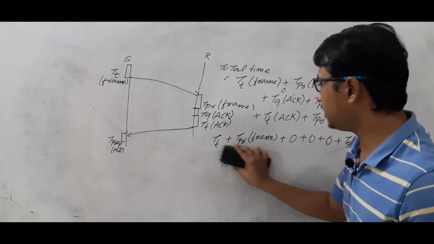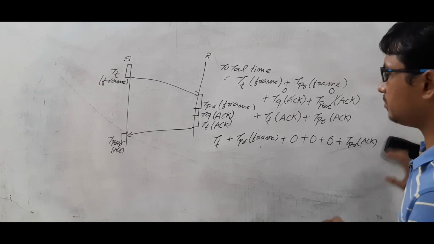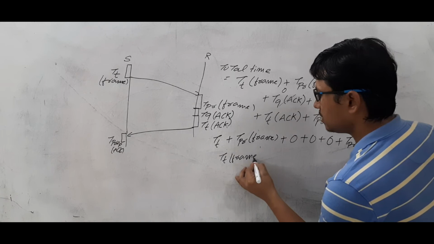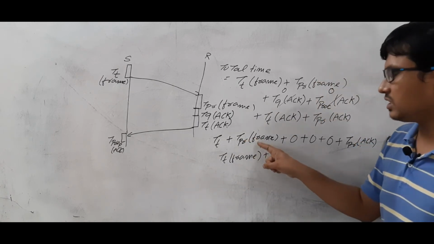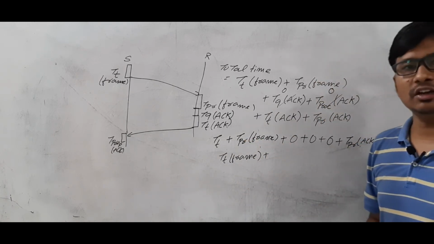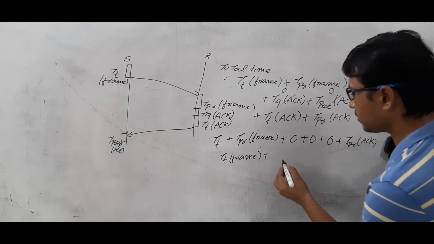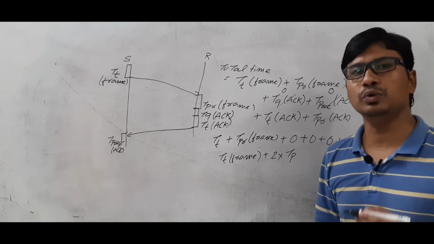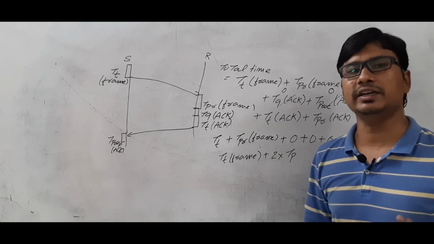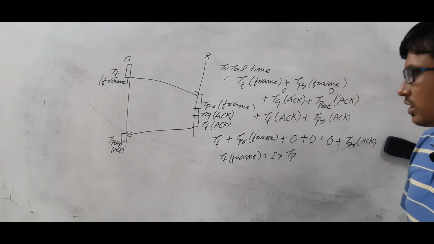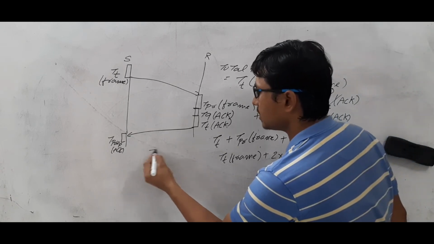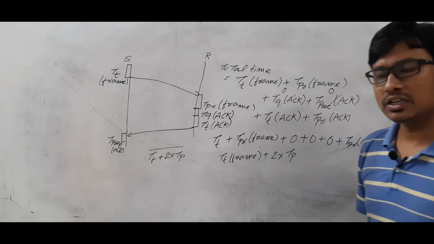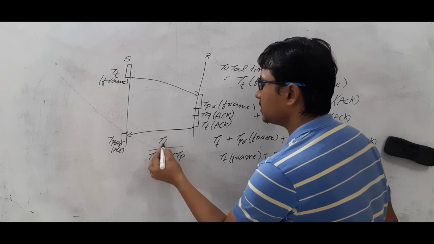So I can simply write the total time as the transmission delay of the frame plus the propagation delay. Whether it is the propagation delay of the frame or of the acknowledgement, it will take the same time. So let me write it as 2 into propagation delay, which is equal to 2 into d by v. We can even consider it as the round trip time. In the total time, what we have is Tt plus 2 into Tp. What is the useful time? We have transmitted one frame.